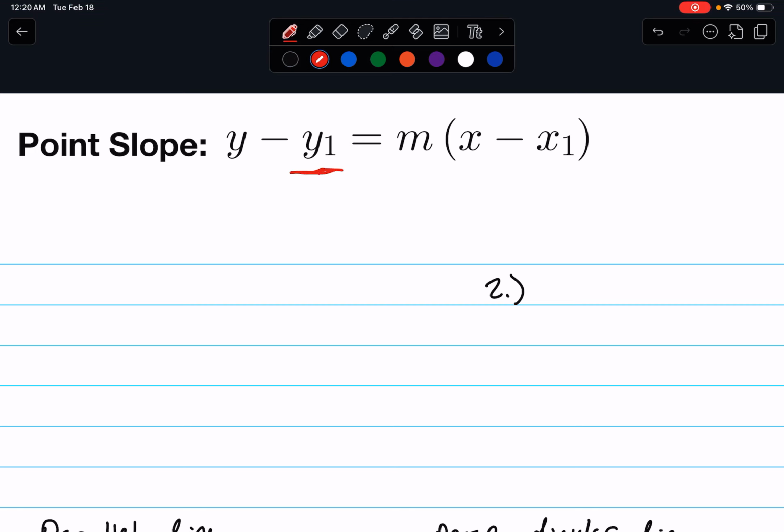So this y1 and this x1, that's like your ordered pair, your x comma y. So if we're looking at the y, looking at this formula, if it says y plus a number, that means that y coordinate is actually going to be a negative y. And I'll show you what I mean.